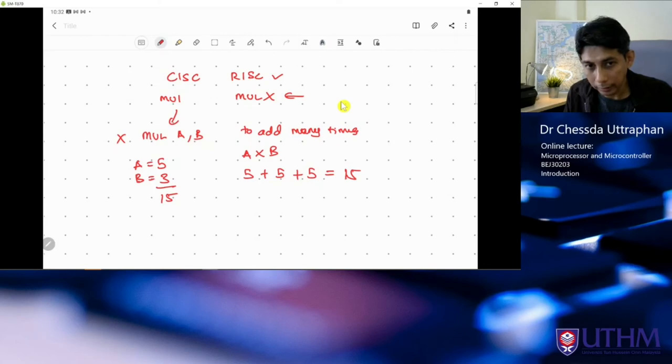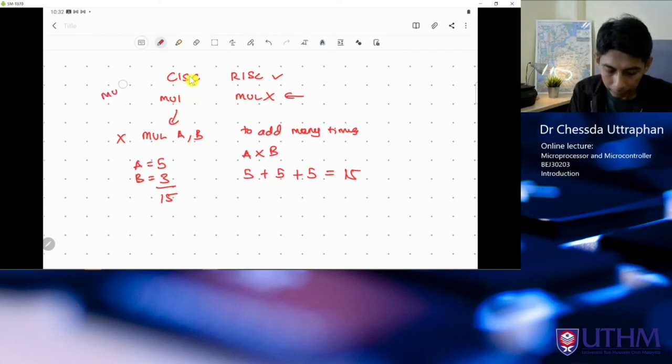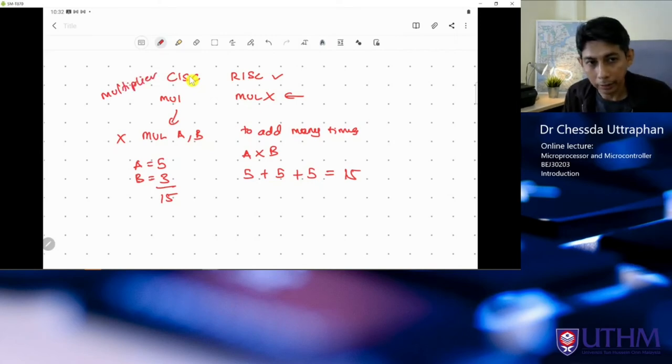Why does this thing affect the hardware complexity? This means that in CISC, you have a multiplier. But in RISC, you don't have a multiplier. That's why you don't have a multiplication instruction.